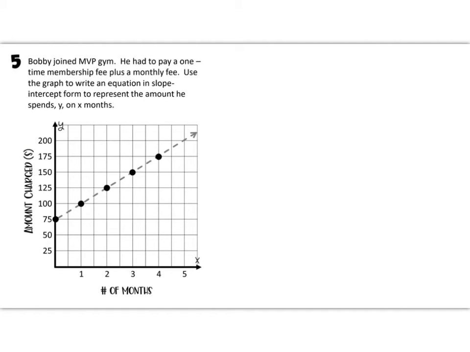Okay, this one gives us a graph, but also gives us some words to go with it. Bobby joined MVP Gym. He had to pay a one-time membership fee plus a monthly fee. That is something he's paying every month. Use the graph to write an equation in slope-intercept form to represent the amount he spends, y, on x number of months. Okay, so again, we need two things. We need our initial value, that's the one-time fee, that's what he started with, and we need m, that's the monthly fee, that's the slope, the rate of change.